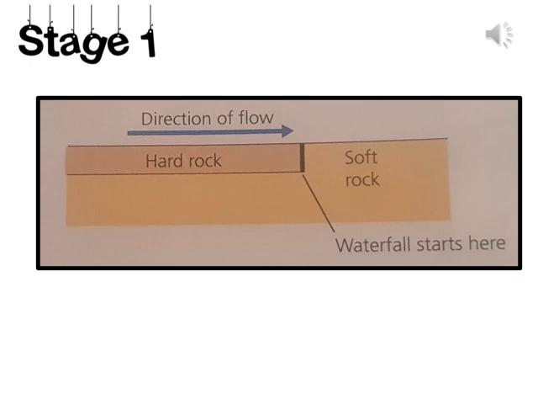So, the focus of the day is on the formation of a waterfall and eventually a gorge. A waterfall is where water falls down a vertical drop in the channel, usually from a considerable height. In stage 1, as you can see on the PowerPoint, rocks are laid down horizontally. The waterfall starts at the junction, the bit between the hard and the soft rock. At this point, the soft rock erodes quicker.